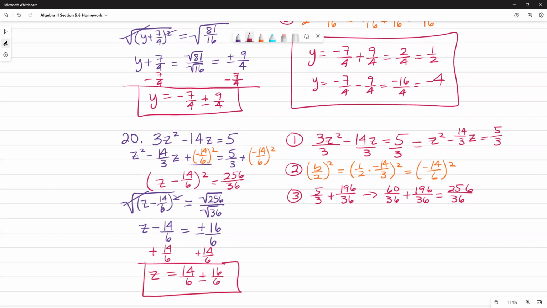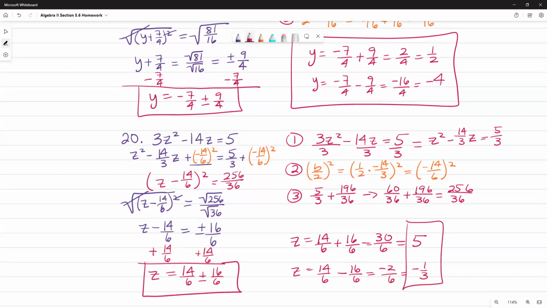So now let's solve for z. Z equals 14/6 plus 16/6. So 6 plus 4, carry my 1, 30. So this gives me a positive 5. And then z equals 14/6 minus 16/6. 14 minus 16 is -2. Divide both by 2, and I have -1/3. So there's my solution, 5 and -1/3.